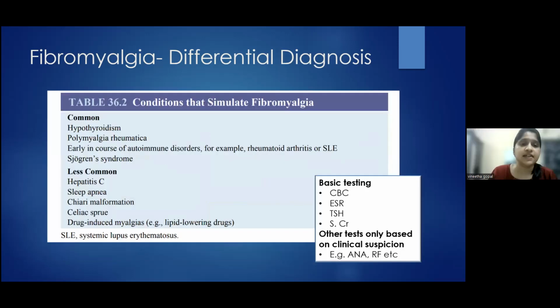And these are other conditions that simulate fibromyalgia: hypothyroidism, which I already told, polymyalgia rheumatica, autoimmune disorders, then some viral infections, and drug-induced causes. And this is the basic testing you should do: CBC and serum creatinine. Serum creatinine especially because, Dr. Vineetha, you have a question?